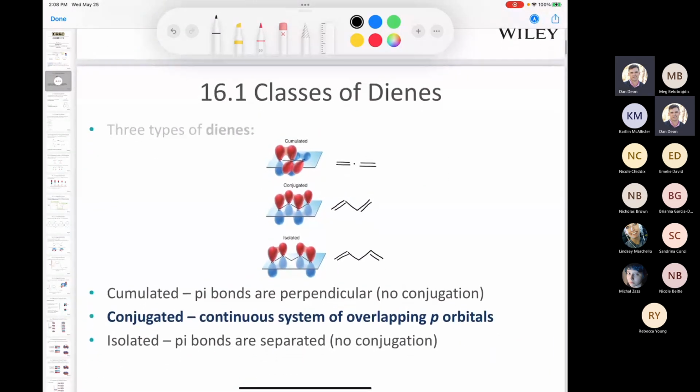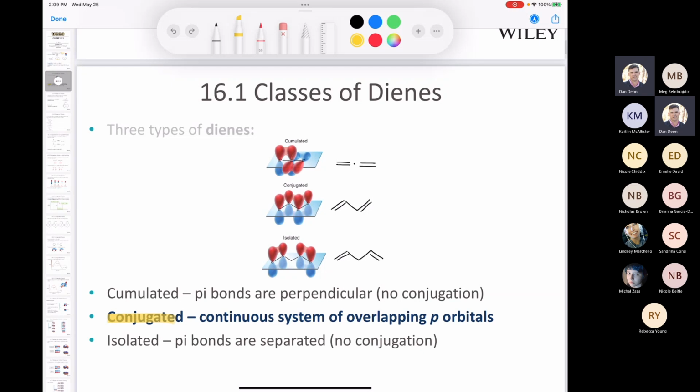So to rehash, cumulated, the pi bonds are perpendicular. There's no conjugation there, but when they're conjugated, what makes these so special is that you have a continuously overlapping system of p orbitals, which acts as a conduit, which allows all of the pi electrons to be delocalized over the entire carbon system, or the entire molecule in this case. And then when they're isolated, there's no connection between the pi bonds, and so they're separated.